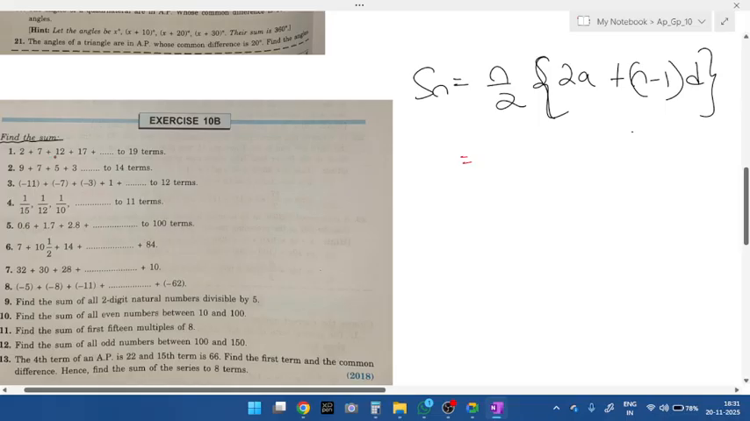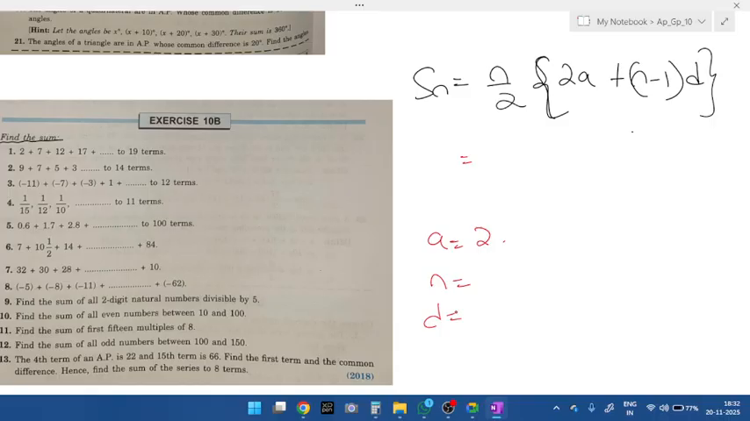So, 2, 7, 12, 17. The a value is 2. The n value we don't know. The difference is 5. The number of terms is the last term itself. What's the number of terms? Total how many terms are there, students? Up to which term? Yes, correct, what I told was correct.